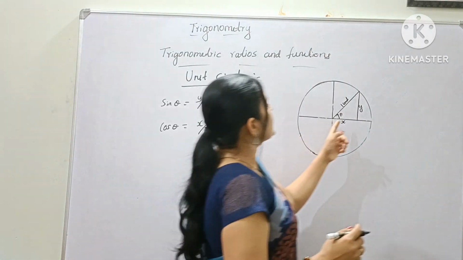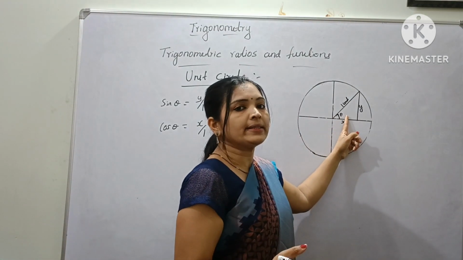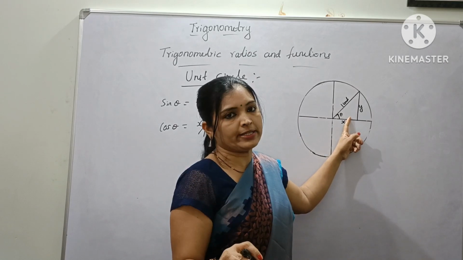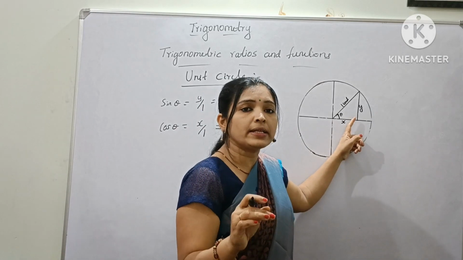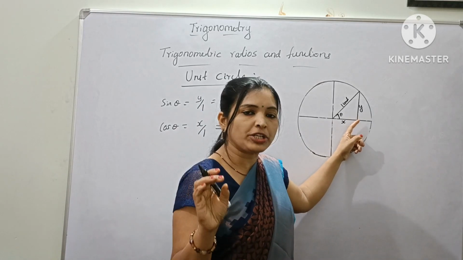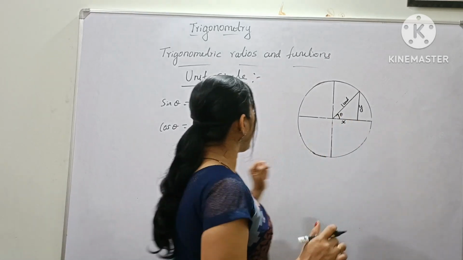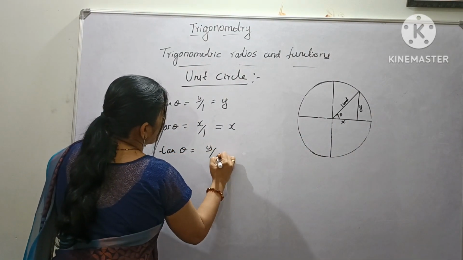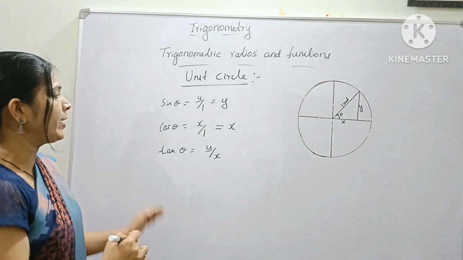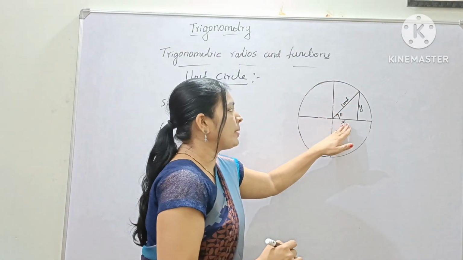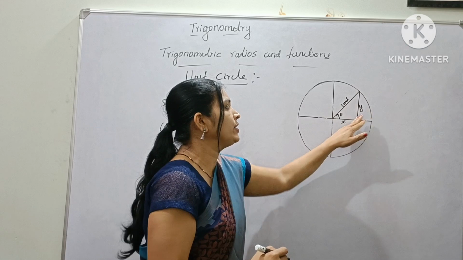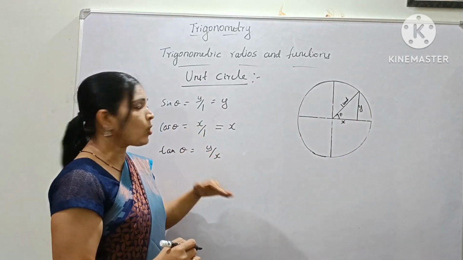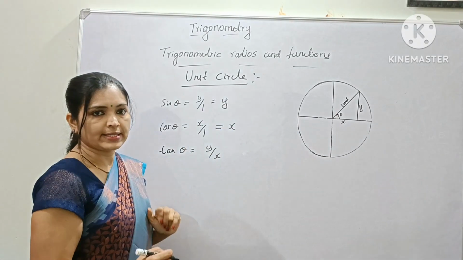Okay. Next is tan theta. What is tan theta? Tan theta is nothing but opposite side divided by adjacent side, or we can say tan theta is equal to sin theta divided by cos theta. So tan theta is equal to y divided by x, opposite side divided by adjacent side, or sin theta divided by cos theta.